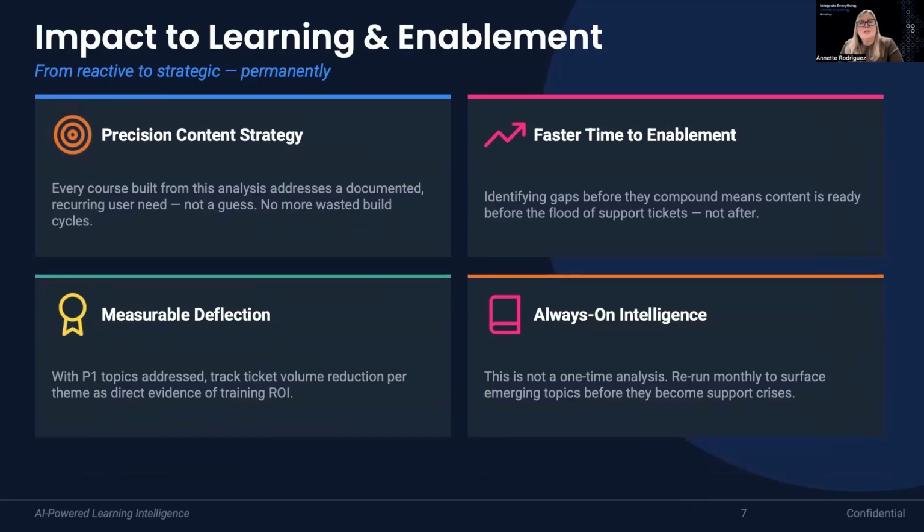The biggest change isn't the report itself. The biggest change is how we think about content strategy. Instead of reacting to problems after they become widespread, we identify patterns much earlier. We can align training investments to documented customer needs, and we can measure whether content actually reduces support demand. And because the process is repeatable, this isn't a one-time project. It's a capability we can continue to use month after month.